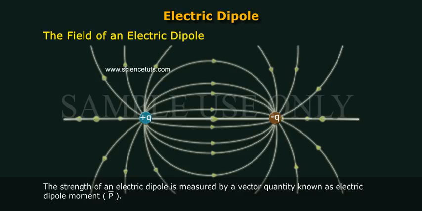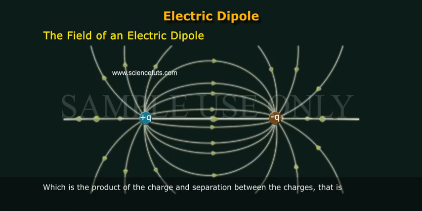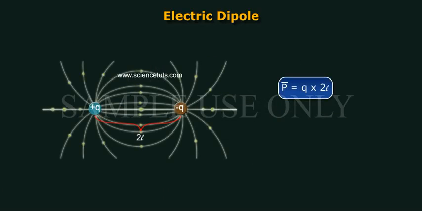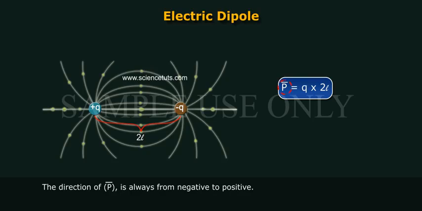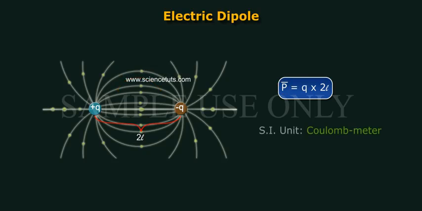The strength of an electric dipole is measured by a vector quantity known as the electric dipole moment P bar, which is the product of the charge and the separation between the charges, that is, P bar is equal to Q into 2L. The direction of P bar is always from negative to positive. The SI unit of dipole moment is coulomb meter.